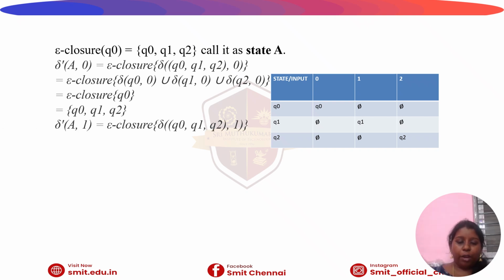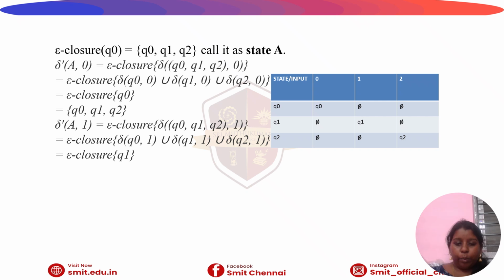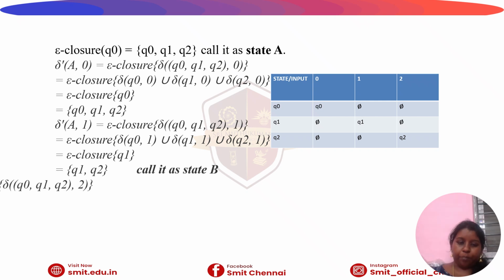Now, we need to find for the input 1. We'll write E-closure of sigma of Q0, Q1, Q2 with the input 1. Again, when we merge Q0 with 1, Q1 with 1 and Q2 with 1, as we see in the table, Q0 of 1 is empty and Q1 of 1 is Q1 and Q2 of 1 is empty. So, we'll write E-closure of Q1, which is Q1 and Q2. We'll write this state as the new state B.